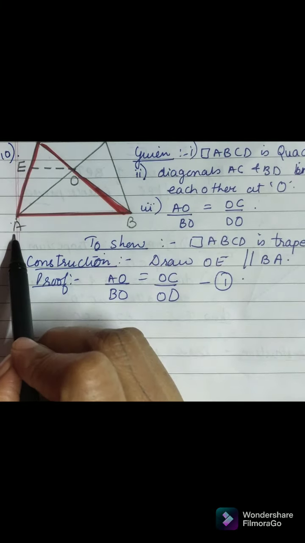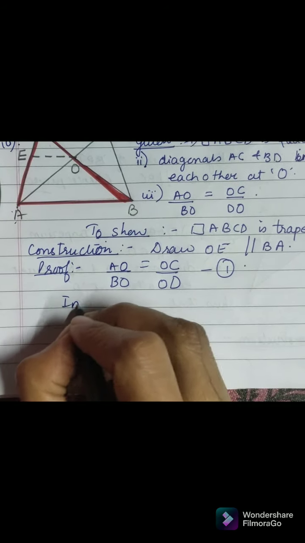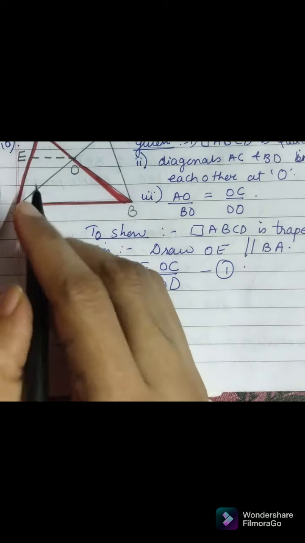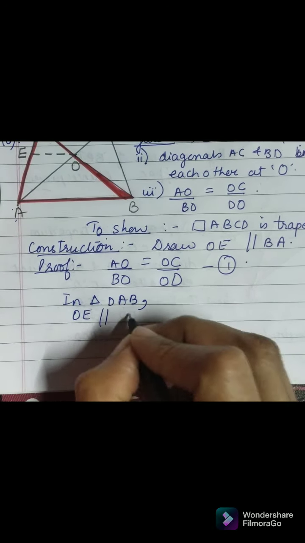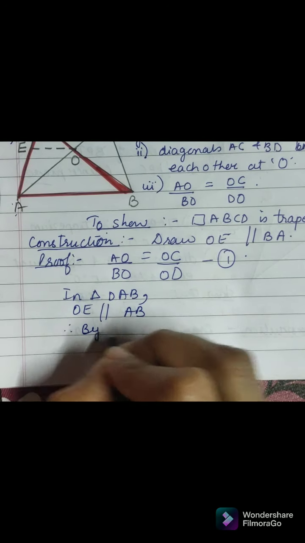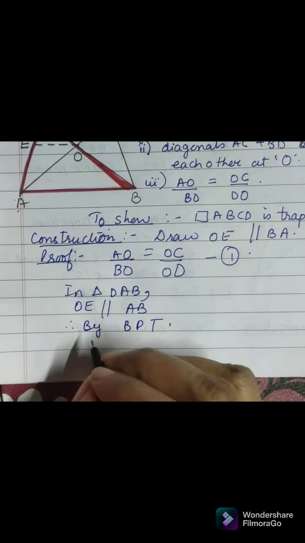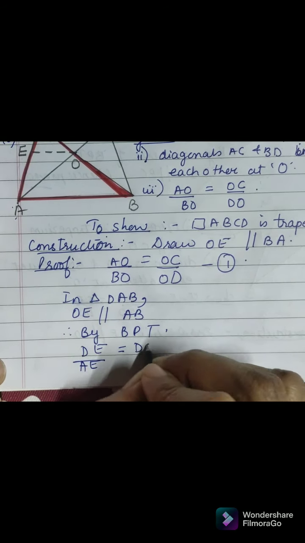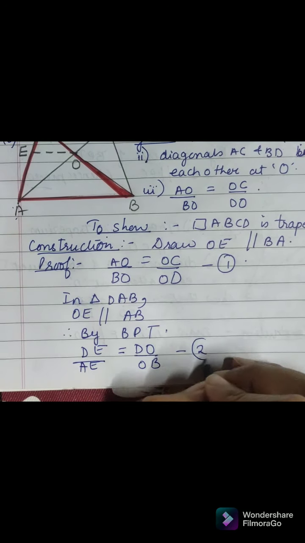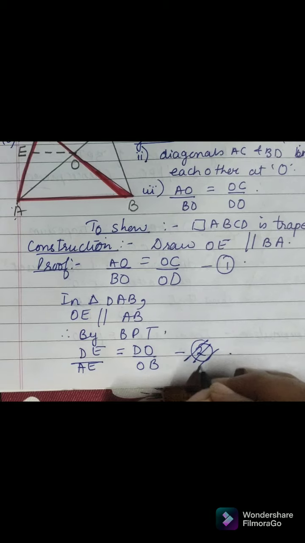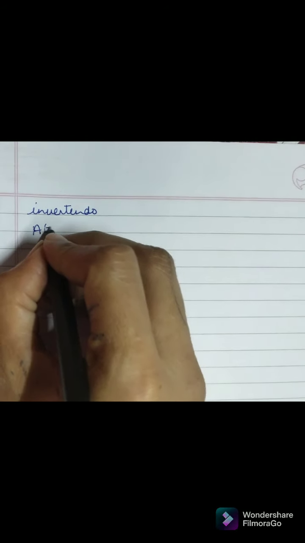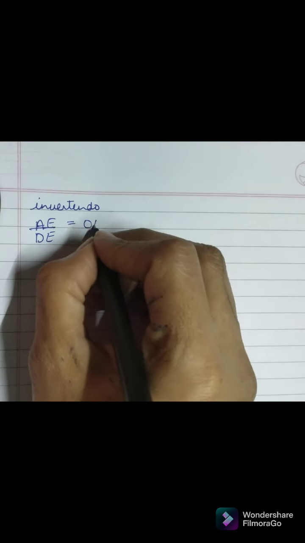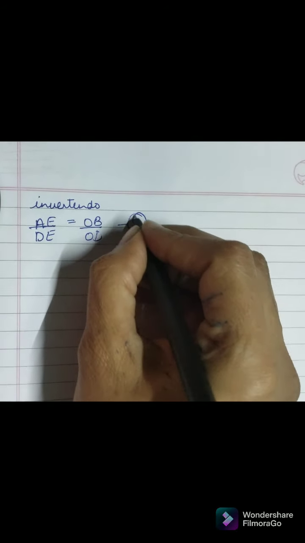Now I'm taking triangle ADB or DAB. I've done this construction, that is, OE is parallel to AB. Therefore, what will I get by BPT? Yes, DE upon AE is equal to DO upon OB. First I'll take the reciprocal, then I'll mark. So after taking the reciprocal, or the invertendo, what do I get? I get AE upon DE is equal to OB upon OD. Now I will mark it as 2.